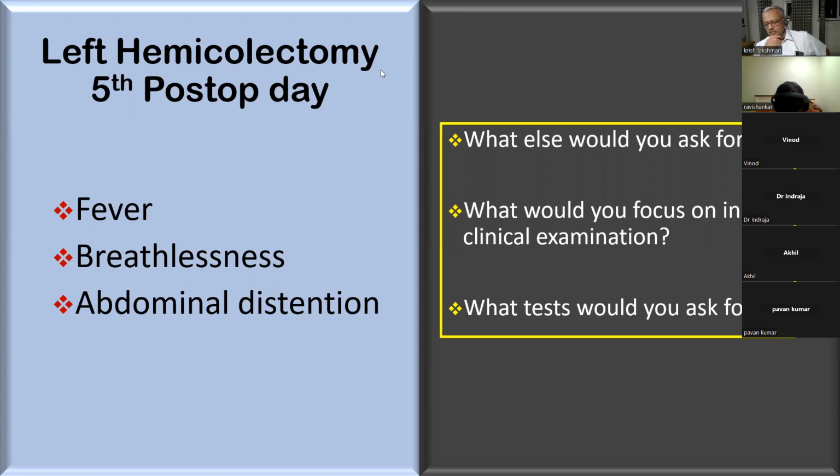What else would you do in terms of tests? I'll go for a chest X-ray, sir. Yes. Chest X-ray, CBC, and a venous Doppler. Good. And an abdominal ultrasound. Yes, sir. And if you find free fluid, what else would you do? What is the best way to detect or rule out an anastomotic leak?